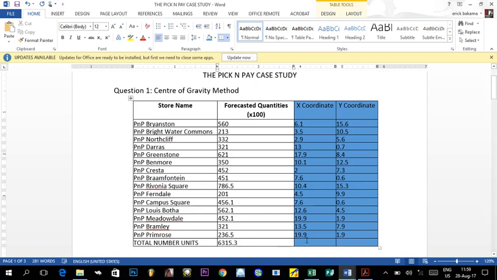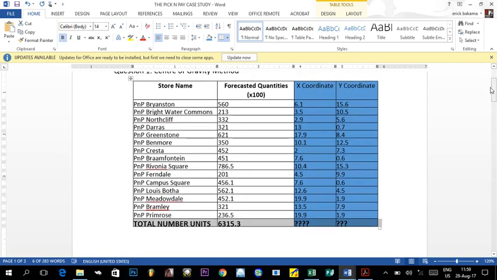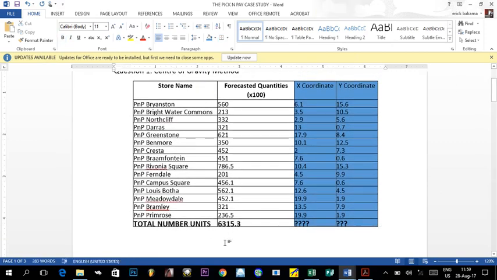But now we need to identify the coordinates of the new distribution center, which is x and y. This is what we're looking for. We don't know these values here, and this is what we'll be doing in this part. So the most important part is this row here. This is the one that we'll be focusing on. First of all, we need to start by finding the x coordinate. After finding the x coordinate, we'll find the y coordinate, and then we'll be done with this part.